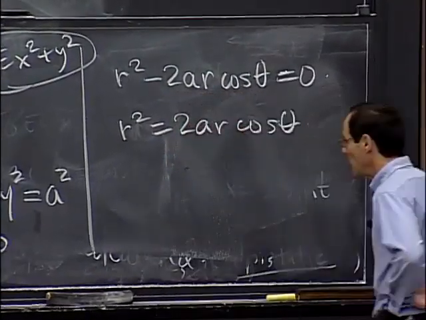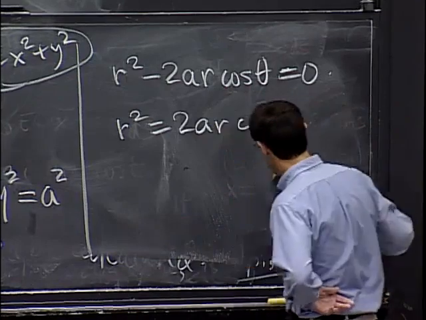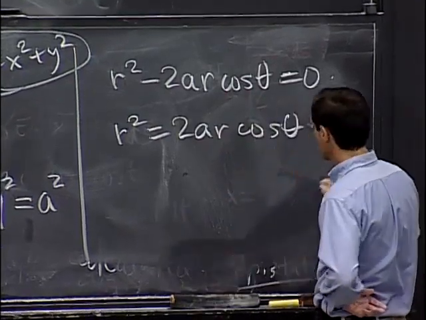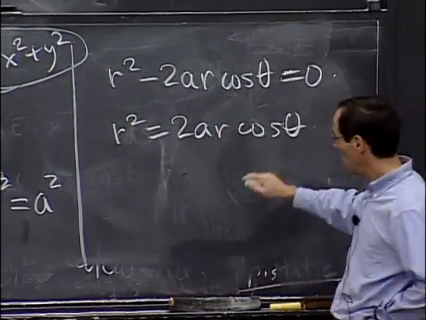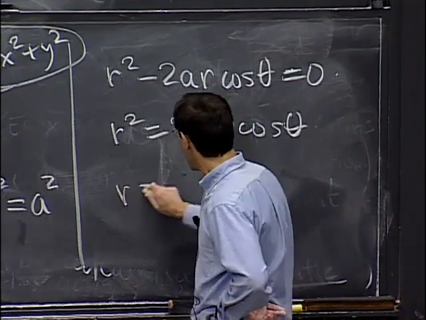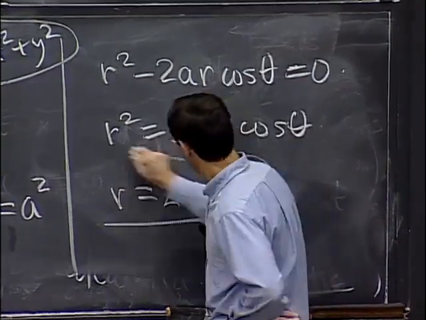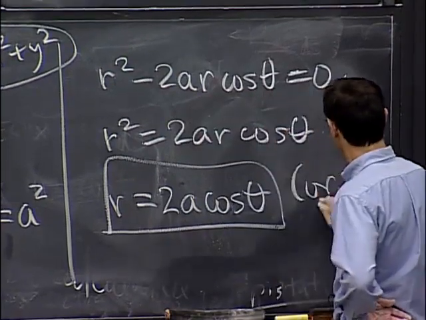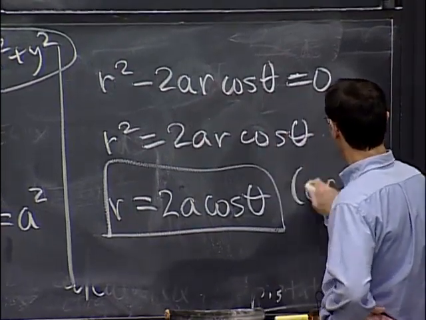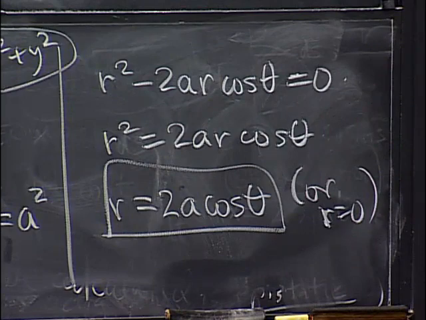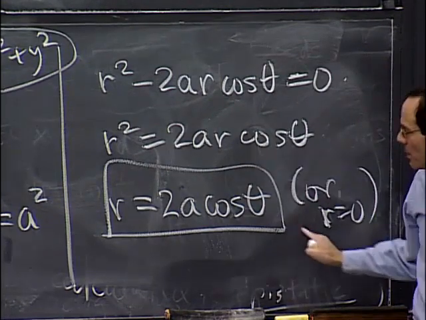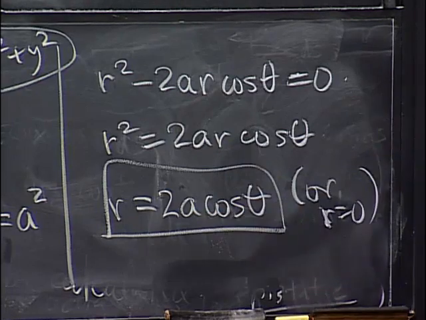And we're almost done. There's a boring part of this equation, which is r equals 0. And then, if I divide by r, there's the interesting part of the equation, which is this. So this is it, or r equals 0, which is already included in that equation anyway. All right, so I'm allowed to divide by r because the case r equals 0 is represented anyway.